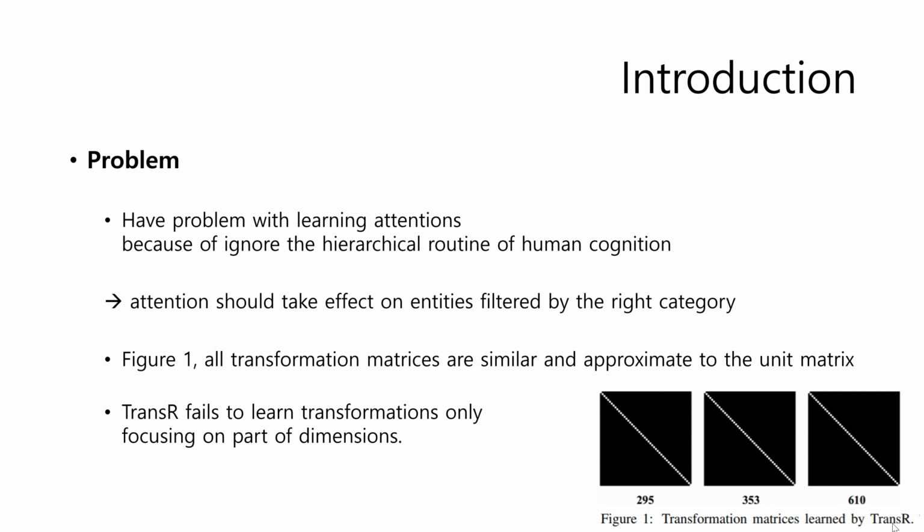Figure 1 shows some examples of transformation matrices learned by the TransR model. They are approximate to unit matrices. It means their attention mechanism does not work well. In this paper, they propose a knowledge graph embedding method with attention mechanism named TransAt. TransAt stands for translation with attention.